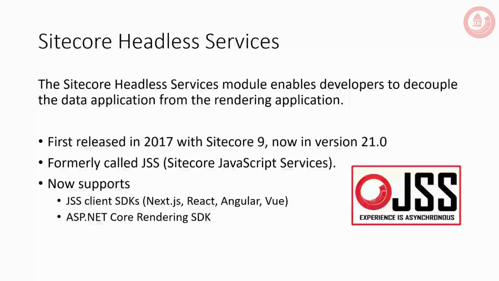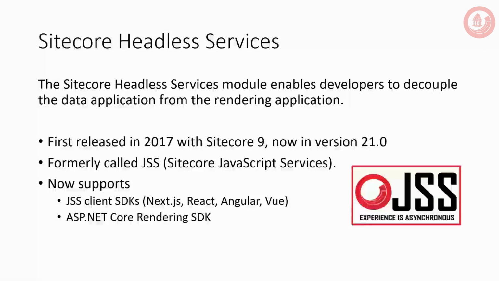So JSS functionality code is open source. I don't think the ASP.NET Core rendering SDK code is, but the JSS client SDK code is open source. So this is one of the first open source projects in the Sitecore world, formerly called Sitecore JavaScript Services. Now, headless services sits on the top.